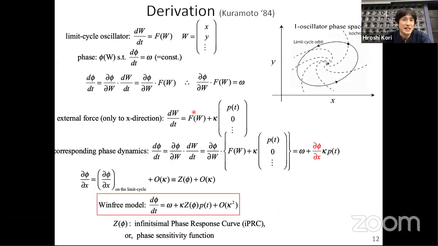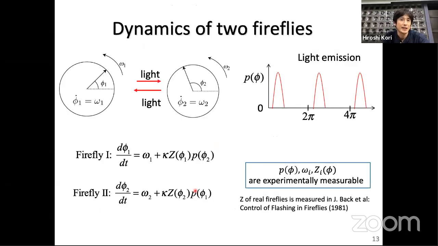And the derivation is as follows. Actually, this is the kind of detail and not that complicated, but I skip this slide. And with the phase model, we can model, for example, flashing fireflies.